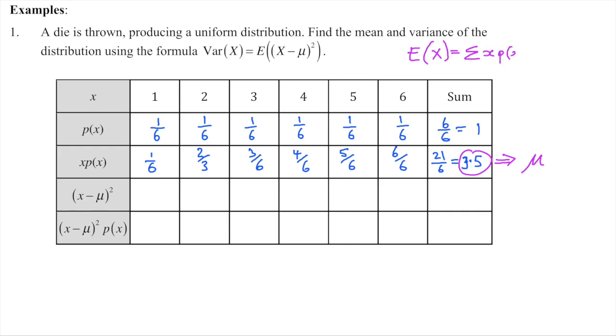Now, 3.5 is also mu, because remember that the expected value of x is equal to the sum of x times p of x, and that's equal to mu. And the sum of x multiplied by p of x is the sum of this row here.